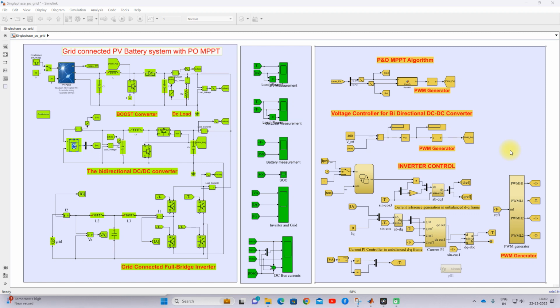Today we are going to see a grid connected PV battery system with the P and O MPPT. Here you will see this is a simulation model for a grid connected PV battery system with the P and O MPPT. This model consists of a PV array. Here you will open the PV array.